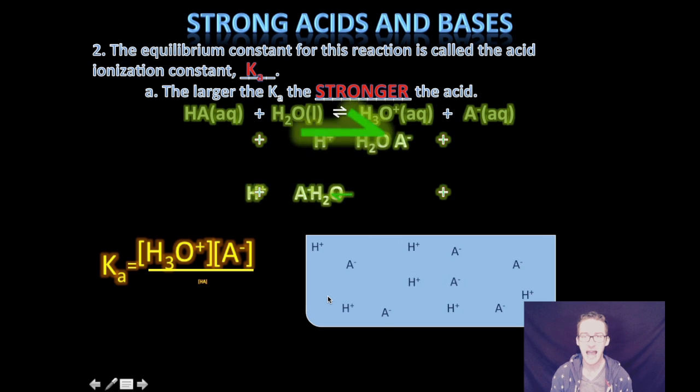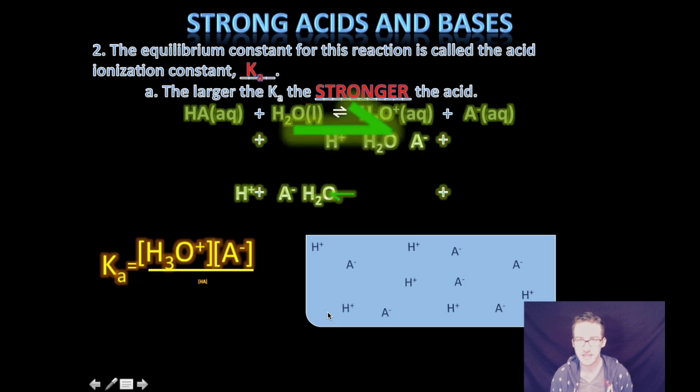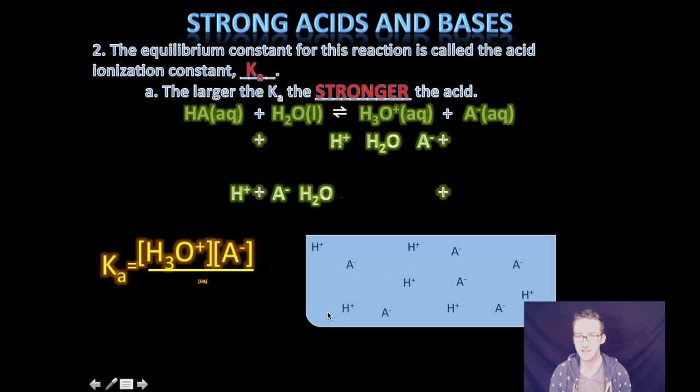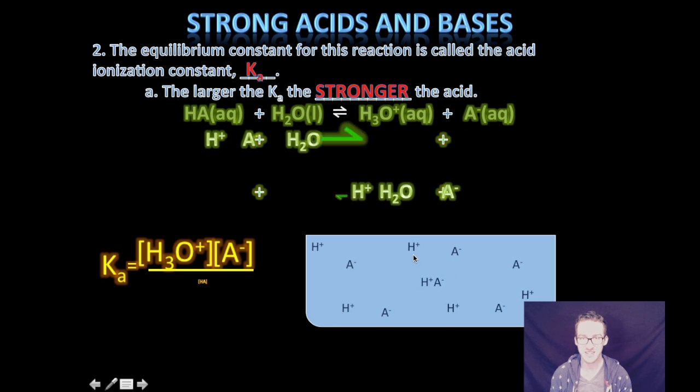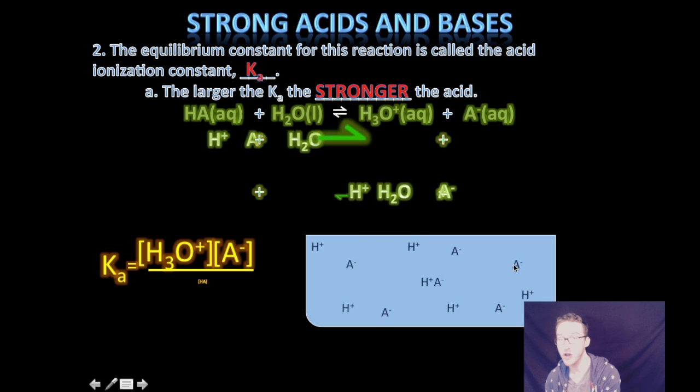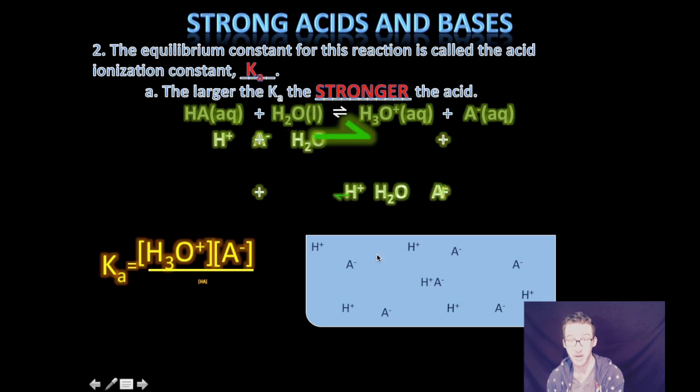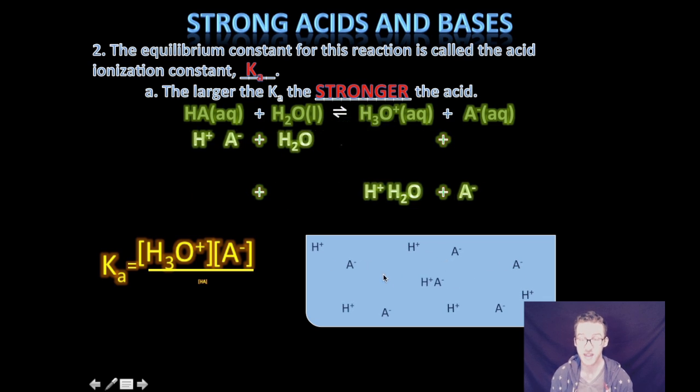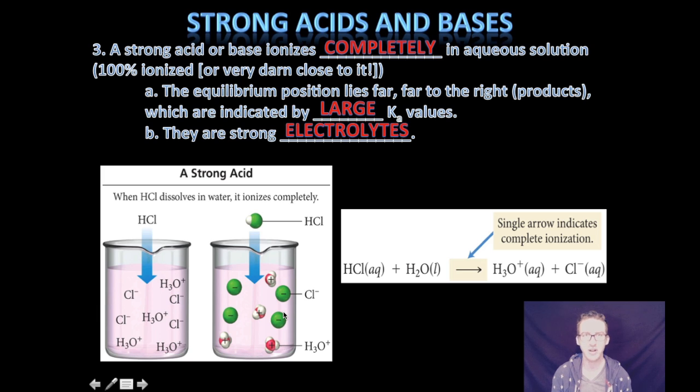As you think about how we might represent this at the particulate level, recognize again that there's this sort of back and forth, but with a strong acid, we're going to have almost all product. And so notice we're going to have a bunch of ionized acid molecules. In other words, the hydrogens will have separated away from the acid molecules. Now, a strong acid or base ionizes completely in aqueous solution. 100% ionization, or pretty darn close.